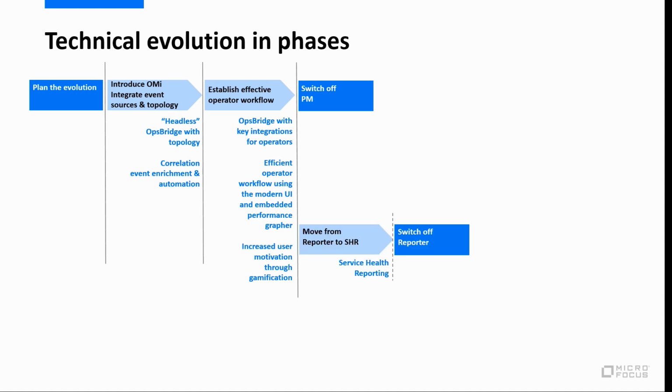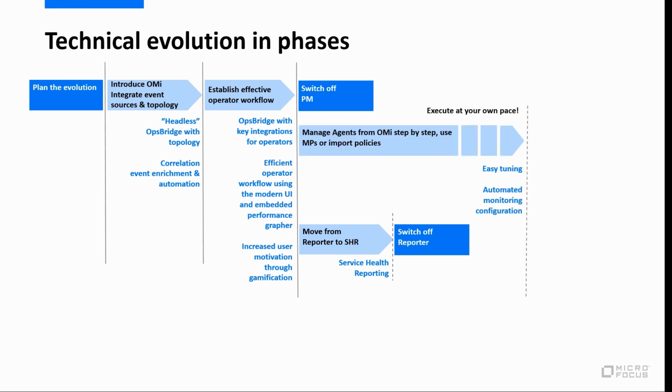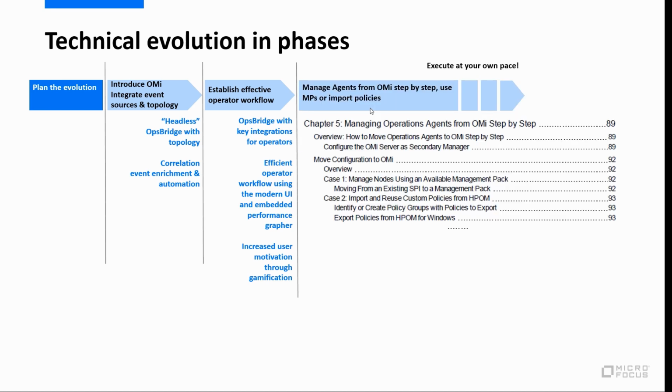Next, Service Health Reporter could be introduced to replace Reporter and to benefit from its cross-domain business service related reports. In parallel, existing operations agents could be managed from OMI step by step. We recommend that you do that at your own pace. There is no need to switch all the configuration to OMI at once.